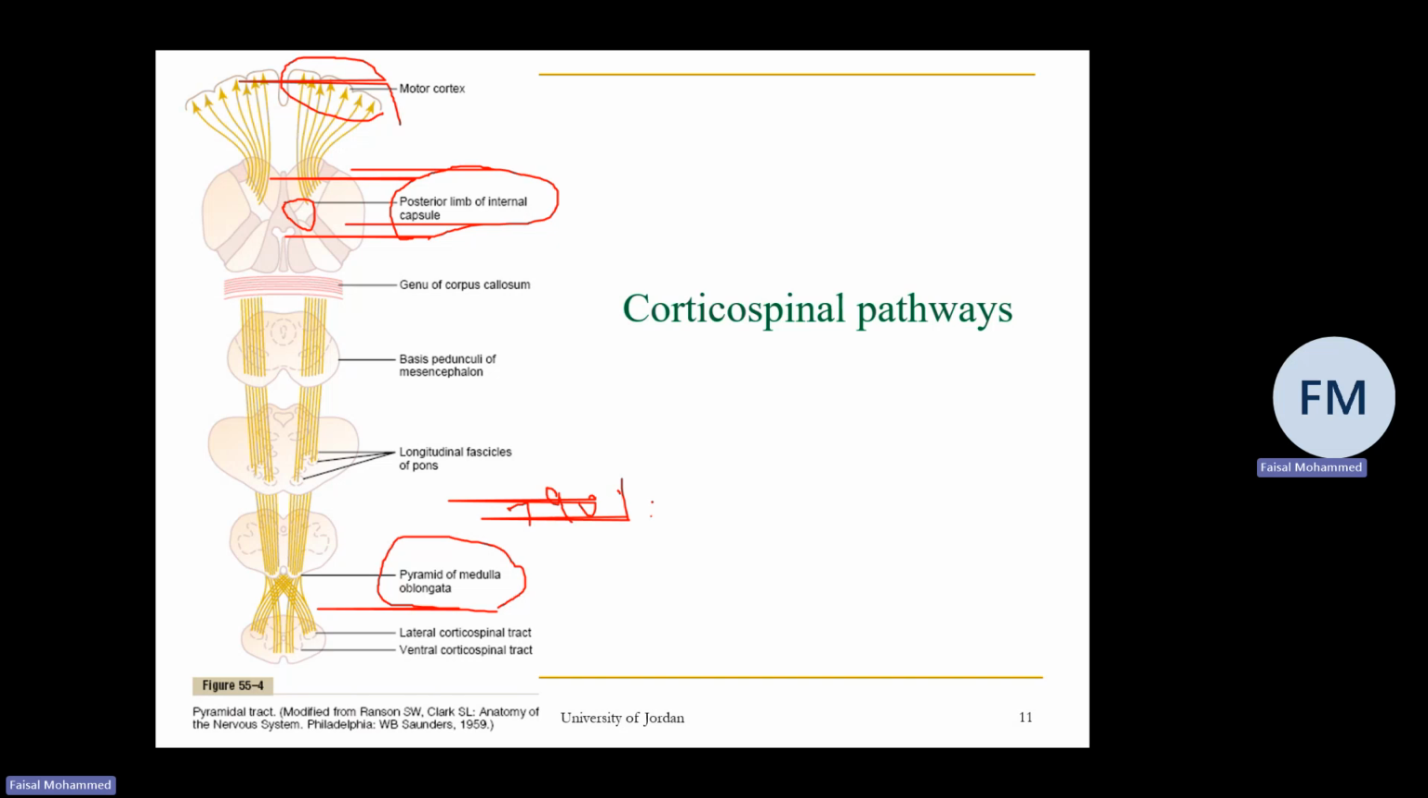That's why they are called pyramids, like the pyramids, they make pyramids there. And this is a very important area of the medulla. If you have damage of this area, you might have damage of the decussation. Decussation means what? Crossing from one area to the other area.